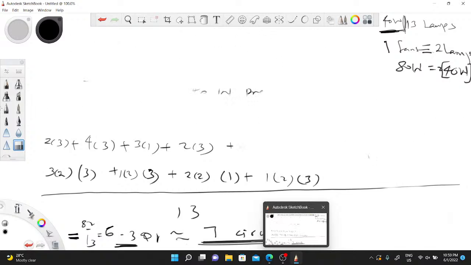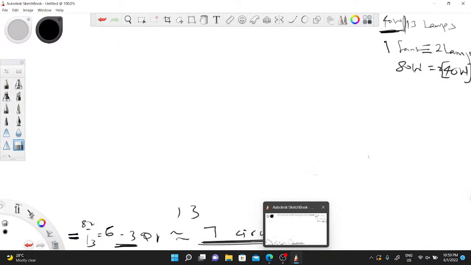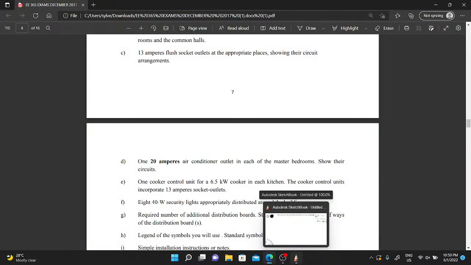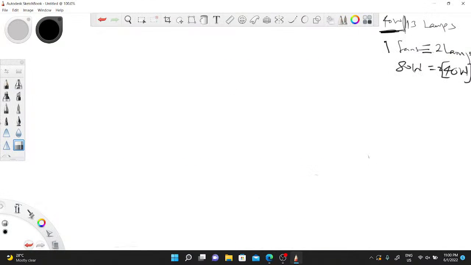So this is the number of circuits, and now we can move ahead. As I said, everything we are doing here is to find the number of distribution boards we require. So we have to find the total current flowing in each of the circuits: the lamps and fans circuits, the socket circuits, the AC circuits, and the cooker circuits. So let's do that.